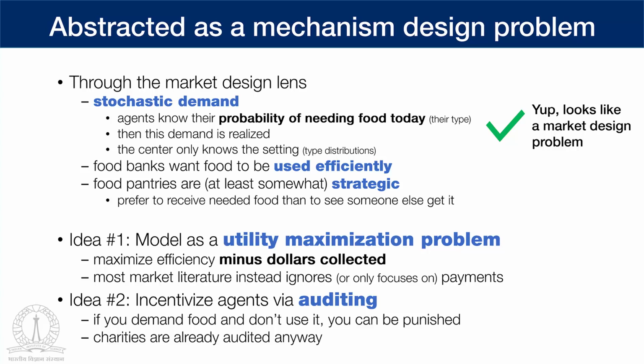So the second thing I want to say about how we attack this problem is that the idea we had for how to incentivize agents was through auditing. If you demand food and you don't use it, we were thinking you could be punished in some way. So you're going to get some kind of noisy sense of your demand. You're going to maybe make a report. And our thought was, if it turns out that you're asking for things that you don't need, maybe we should do something different than if you ask for something and you do need it.